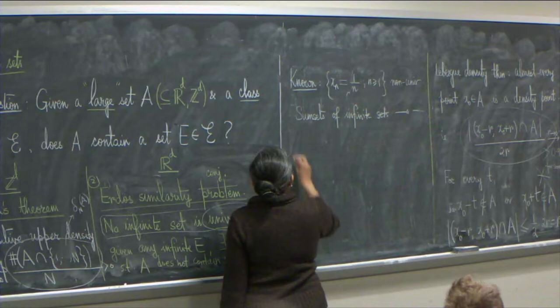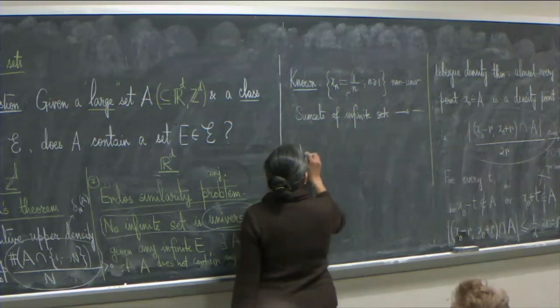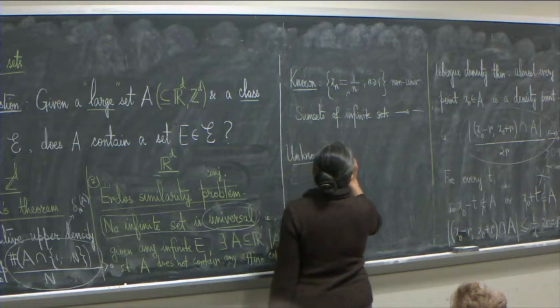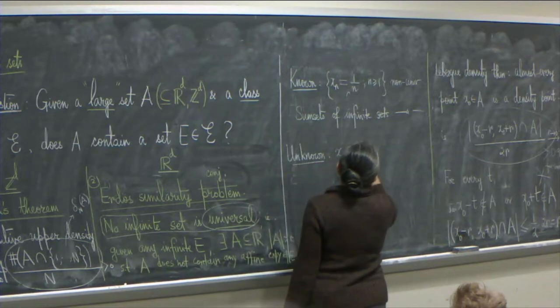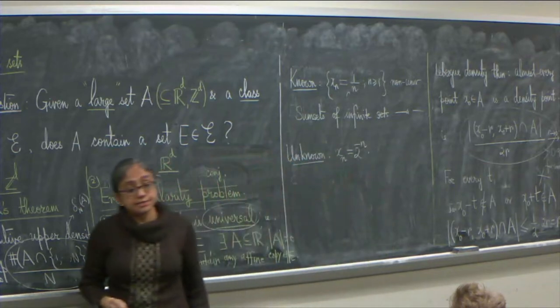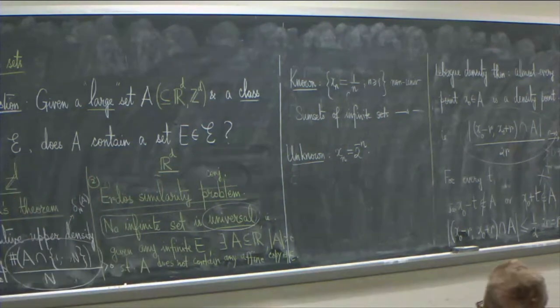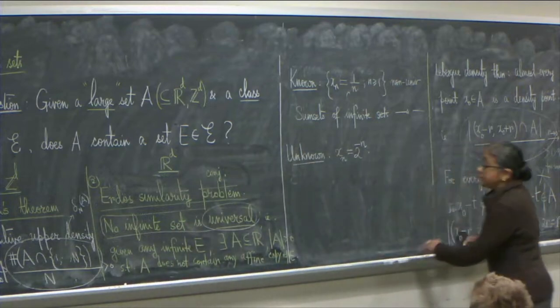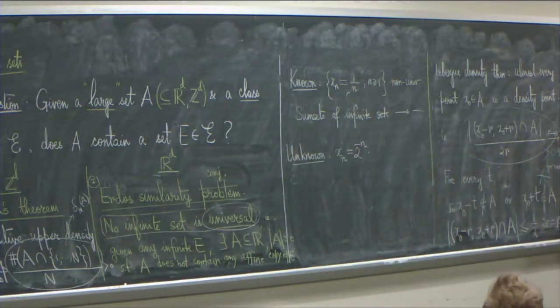What is the conjecture remains open in full generality. For example, it's not known if the simplest geometric sequence 2 to the minus n is universal or not. Okay. All right. Any questions thus far?